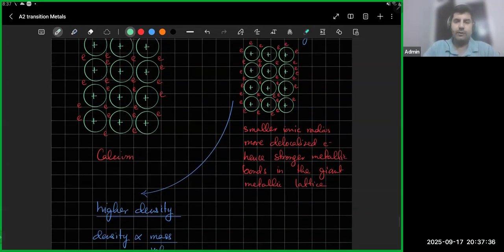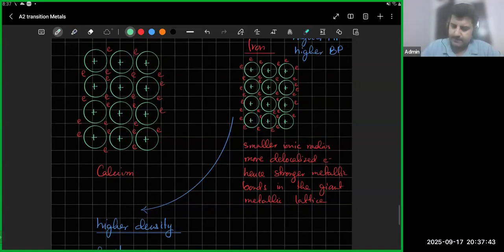For example, if I just Google calcium's density, calcium density is 1.526 gram per cm cube. That's almost close to water. Iron, on the other hand, would be much higher. Iron density is almost 8, 7.87 gram per cm cube. I mean, there's a huge jump.